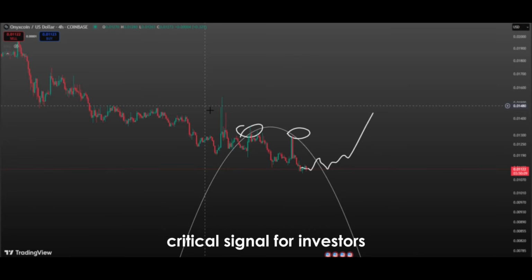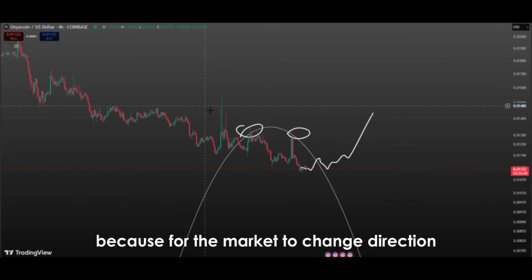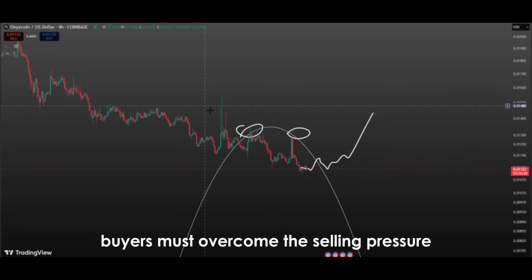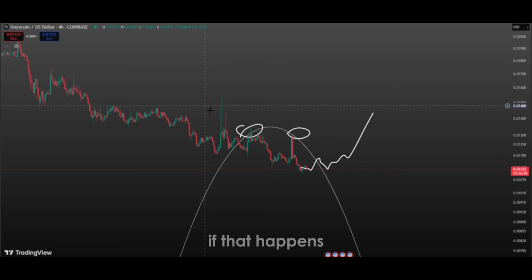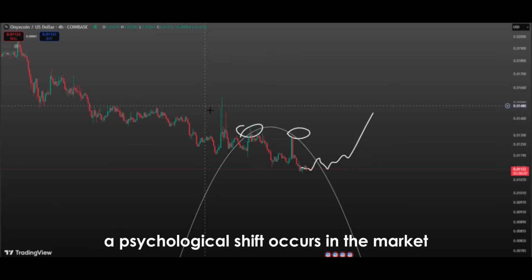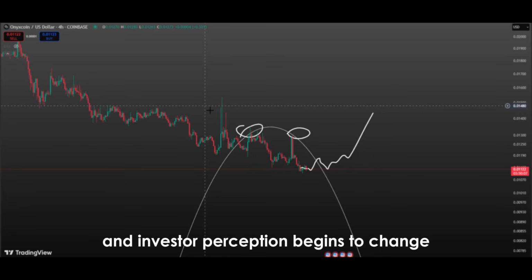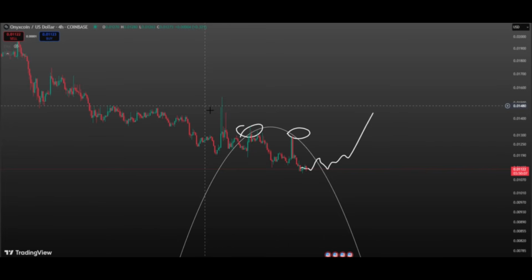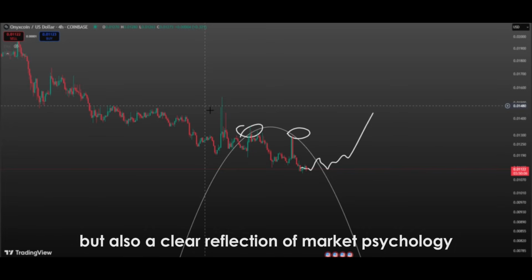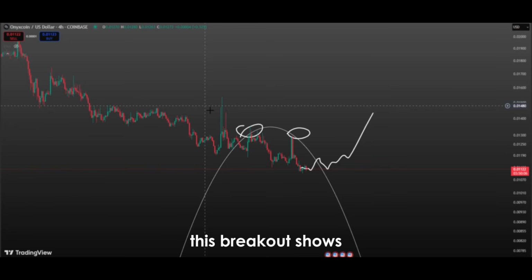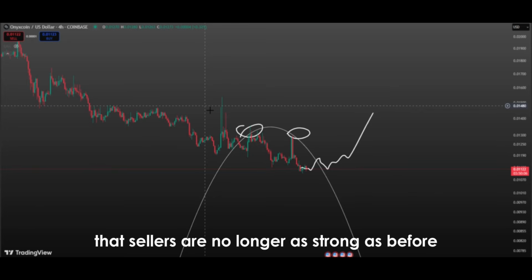This is a critical signal for investors because for the market to change direction, buyers must overcome the selling pressure and push the price above this curve. If that happens, a psychological shift occurs in the market and investor perception begins to change. Breaking the descending curve is not just a technical detail, but also a clear reflection of market psychology. This breakout shows that sellers are no longer as strong as before and that buyers have entered the game.